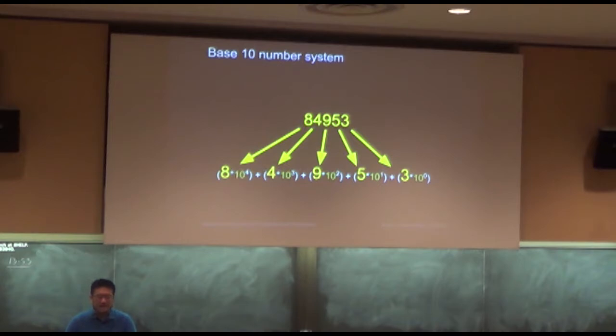That's a really long way of saying that we describe the number 84,953 as actually a sum of a series of multiples of powers of 10. But you can all see how that works, right? You can see how 84,953 is a sum of 8 times 10 to the 4 plus 4 times 10 to the 3 plus 9 times 10 to the 2 plus 5 times 10 to the 1 plus 3 times 10 to the 0.